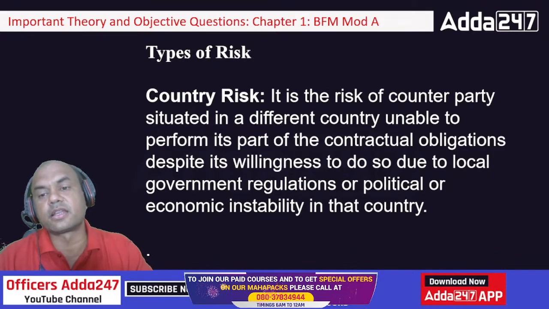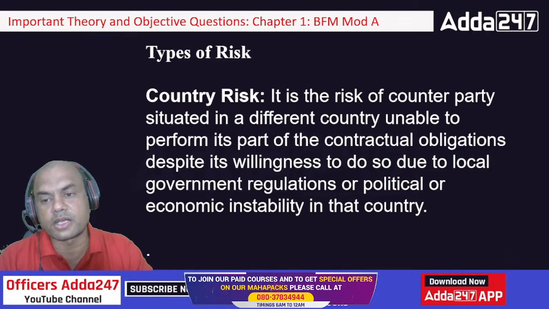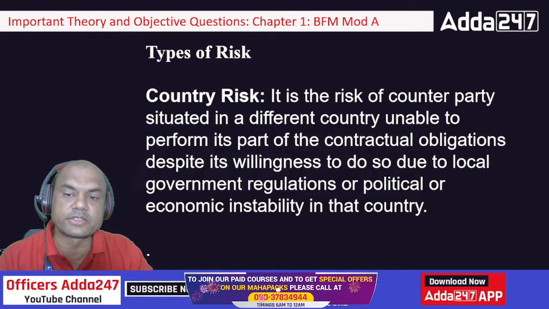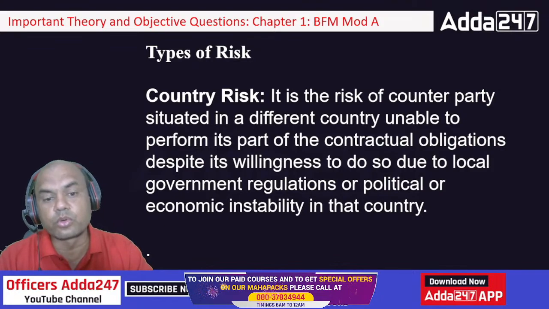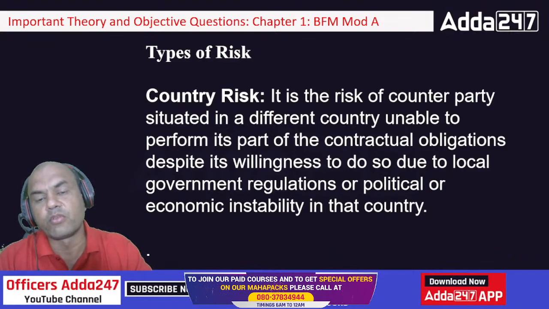Country risk. It is a risk of the counterparty situated in a different country being unable to perform its part of the contractual obligations despite its willingness to do so, due to local government regulations or political or economic instability in that country. What do I mean by this?